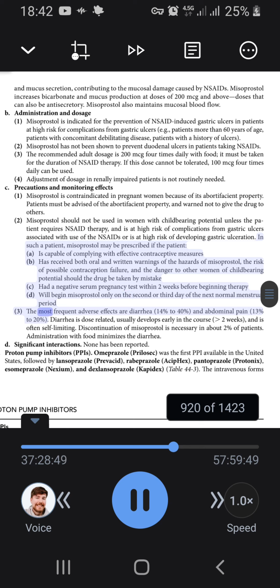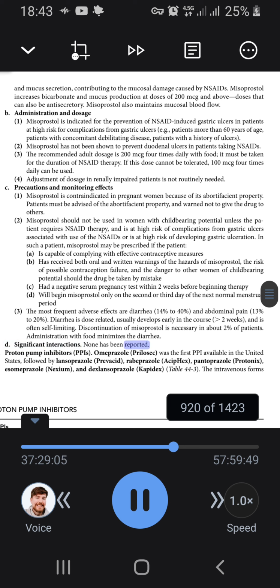3. The most frequent adverse effects are diarrhea, 14% to 40%, and abdominal pain, 13% to 20%. Diarrhea is dose-related, usually develops early in the course, within 2 weeks, and is often self-limiting. Discontinuation of misoprostol is necessary in about 2% of patients. Administration with food minimizes the diarrhea. D. Significant interactions. None has been reported.